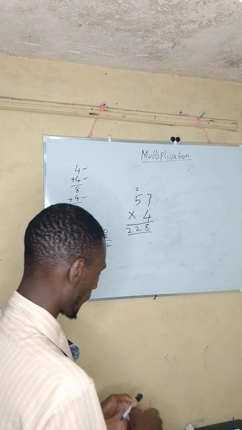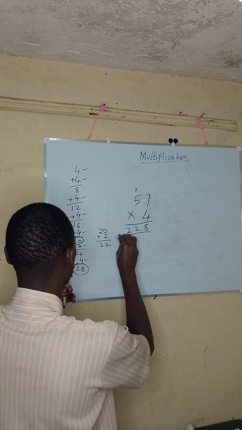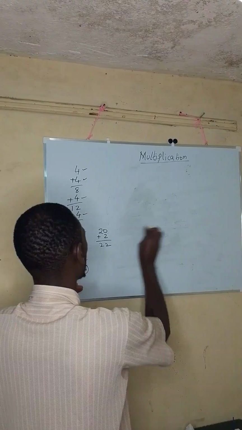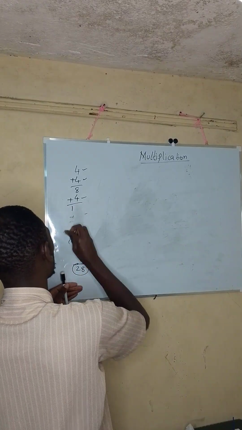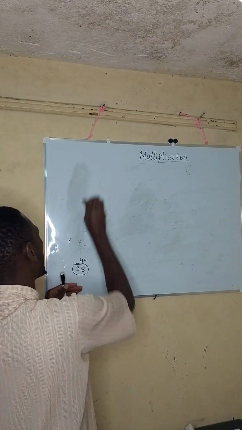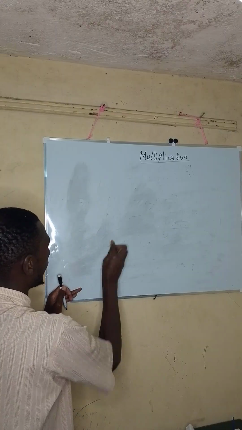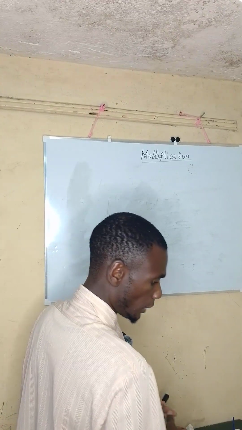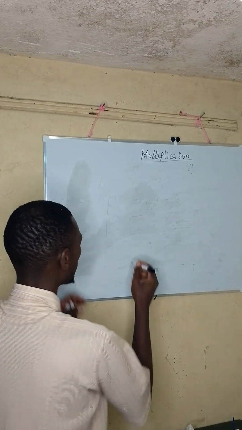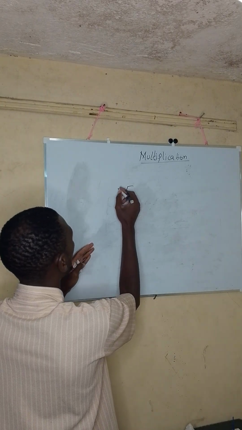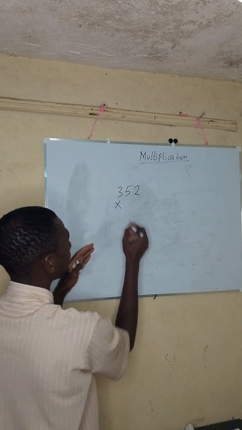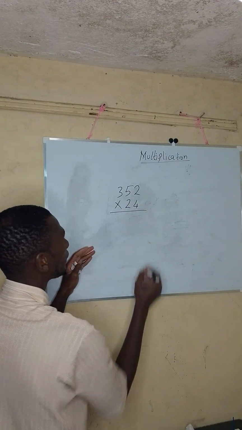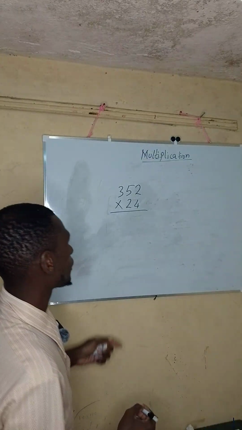228. Now let me get a 2-digit number by a 2-digit number, or a 3-digit number by a 2-digit number. Let me get a 3-digit number by a 2-digit number. That is hundreds and tens. Let me get a number like 352 times 24. Repeated addition. So we have the first number here.